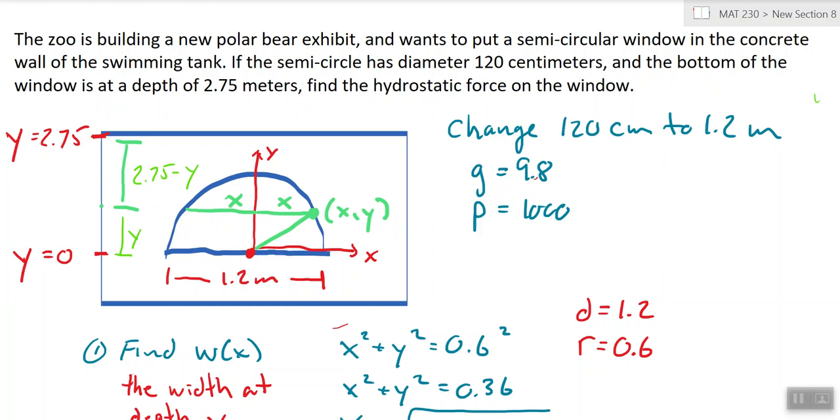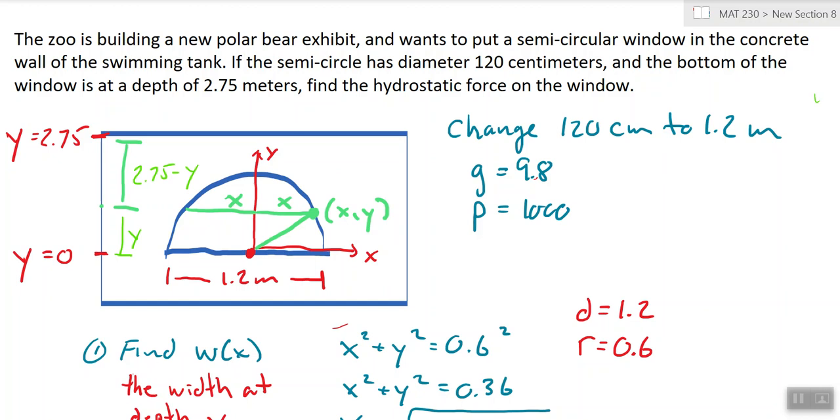In this video, I am doing problem number 9 from homework 2.5 part B. The zoo is building a new polar bear exhibit and wants to put a semicircular window in the concrete wall of the swimming tank. If the semicircle has a diameter of 120 centimeters and the bottom of the window is at a depth of 2.5 meters, find the hydrostatic force on the window.